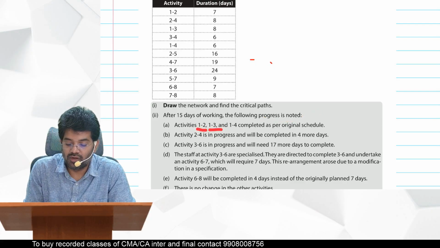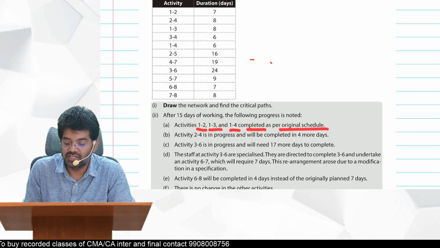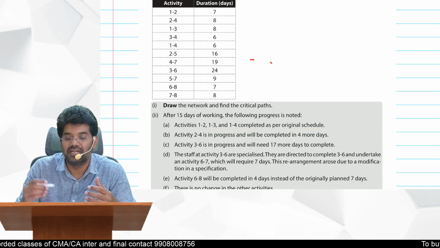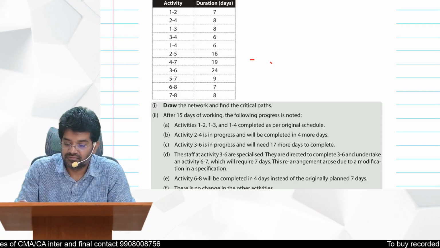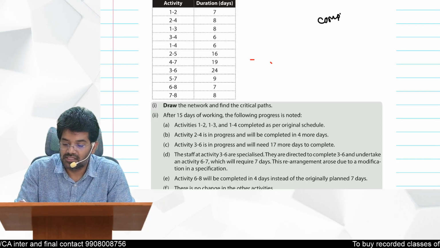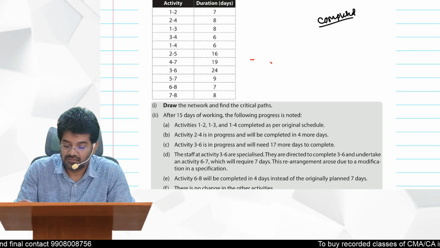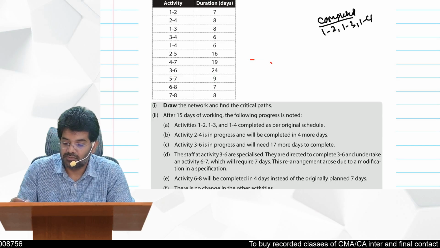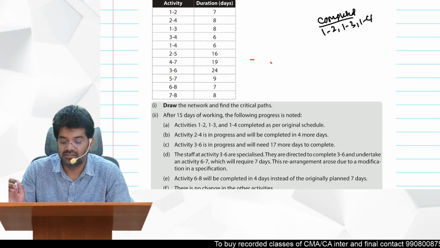Activities 1 to 2, 1 to 3, 1 to 4 completed as per the original schedule. So this comes under completed activities. What are the completed activities? 1 to 2, 1 to 3, 1 to 4. As per the original schedule only, they are completed.